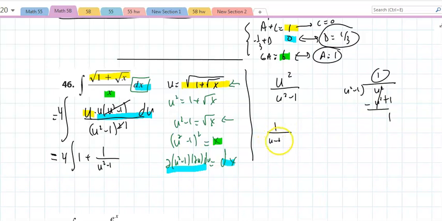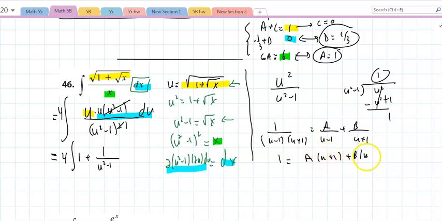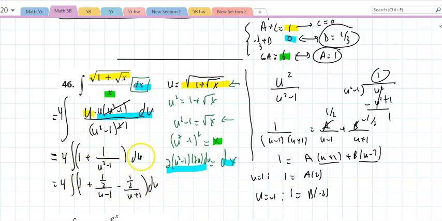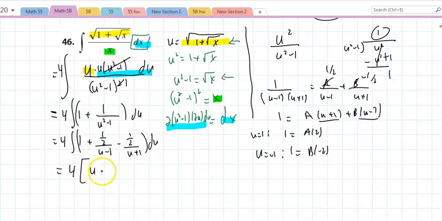If I look at 1 over u minus 1 into u plus 1, that is a over u minus 1 plus b over u plus 1. Clear the fractions. Let u equal 1, 1 equals a times 2, that is 1/2. And that's 0. Let u equal negative 1, 1 equals, that's a 0, b times negative 2, that's negative 1/2. So this is 4 times the integral of 1 plus 1/2 over u minus 1 minus 1/2 over u plus 1 du, of course. And that would equal 4 times u plus 1/2 natural log of u minus 1 minus 1/2 natural log of u plus 1 plus c.